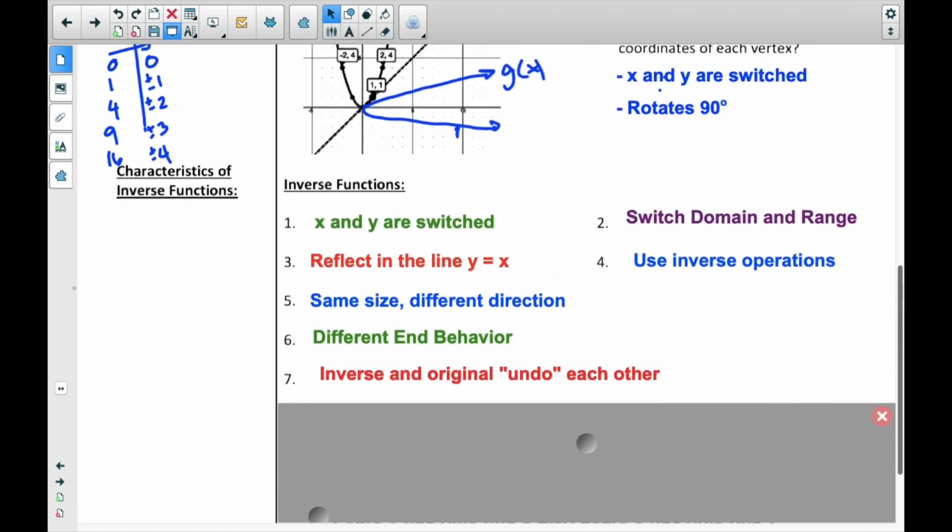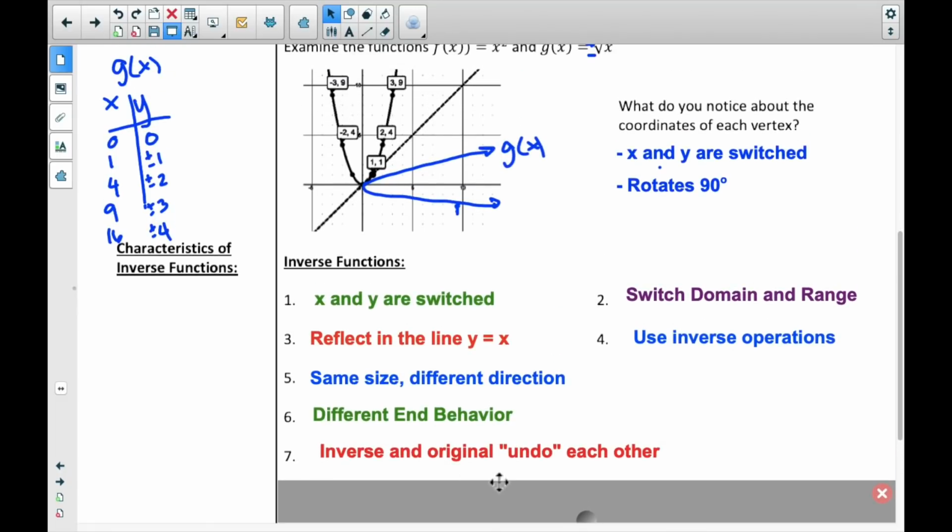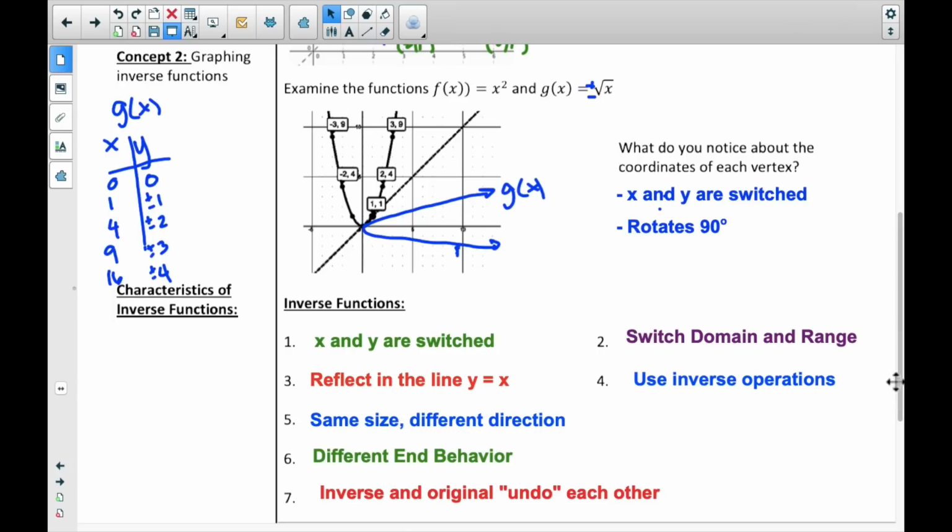And then we have this concept that the inverse and the original function undo each other. And we're going to talk more about that on the other page, but that basically is kind of the definition of an inverse. Let's look at the example that we have up here. We have f of x and g of x. Let's say we consider f of g of x. If we consider f of g of x, that's when we take the g of x and we plug it into the f of x.